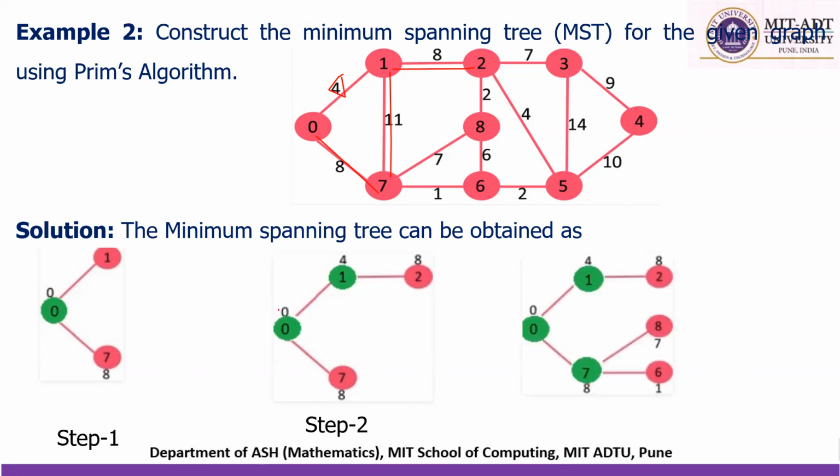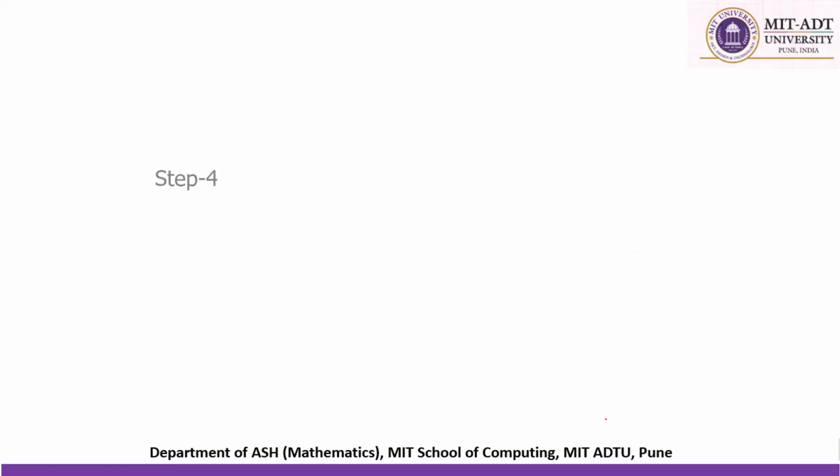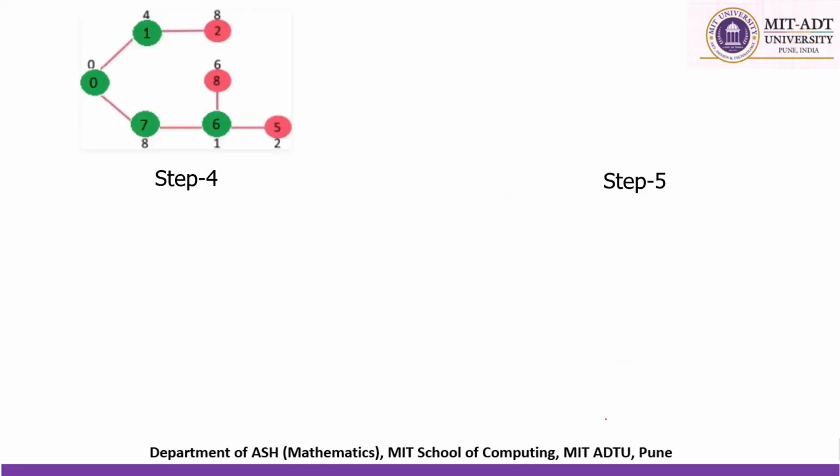So 0 is assigned. We cannot go back. 1 is also assigned. We cannot go back. Out of 7 and 2, either we should go to the 6 or we should go to the 8. And from 1, we can go to 2. So here, which is the minimum? So 6 is the minimum. So in the next step, let us go over there. 6 is the minimum. So we assign this 6.